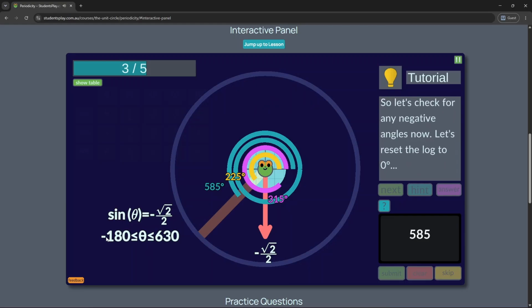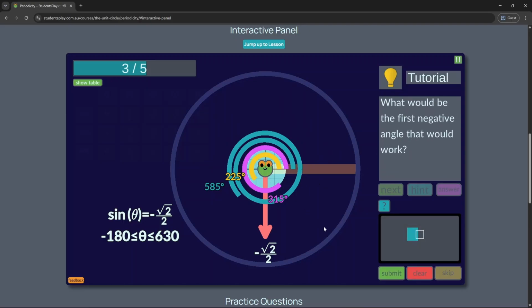Now, don't forget, we still have some negative domain here that we haven't considered yet. So let's check for any negative angles now. Reset log to 0. What would be the first negative angle that would work? Well, we're just trying to go down here. So negative 45. That's easy.